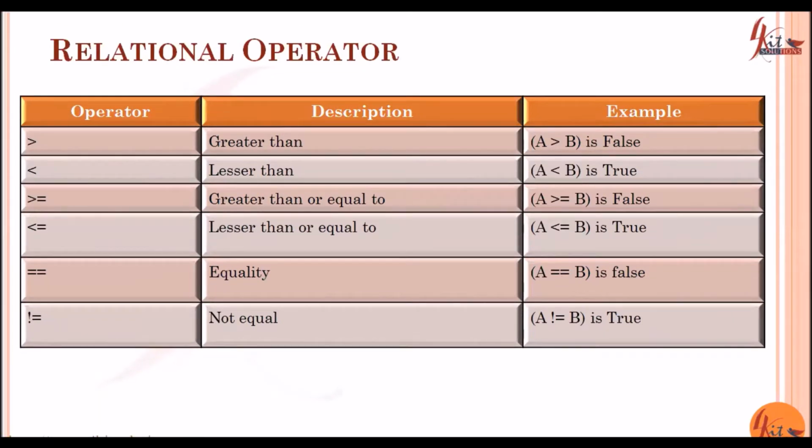Then we have relational operators. They test or define the kind of relationship between the operands. Relational operators return a Boolean value, that is true or false. So we have greater than, less than, greater than or equal to, less than or equal to, equality operator, and not equality operator, not equal.